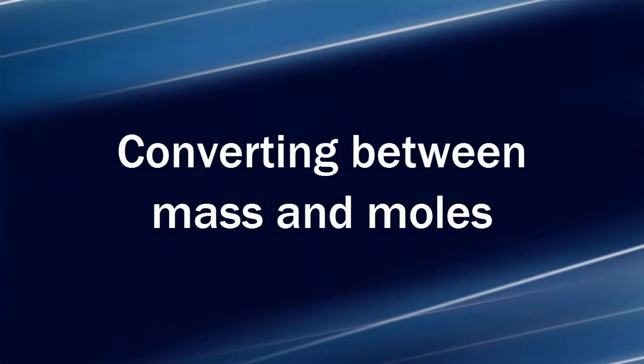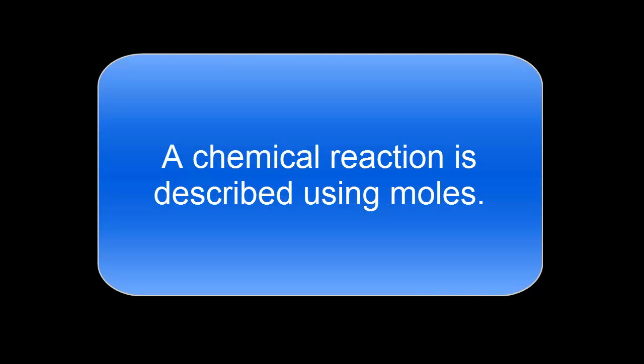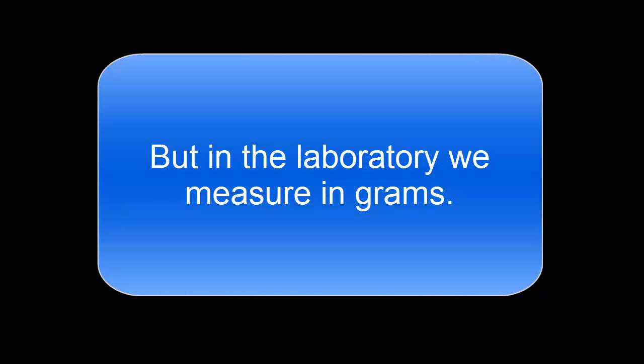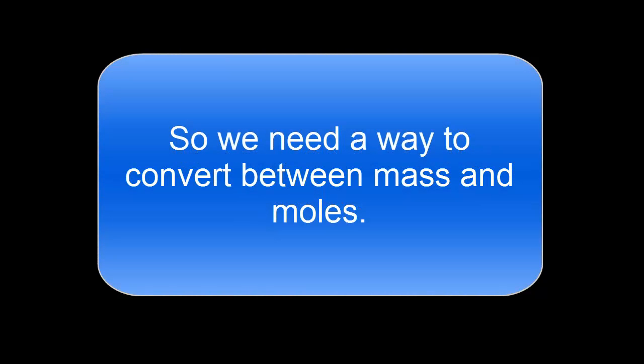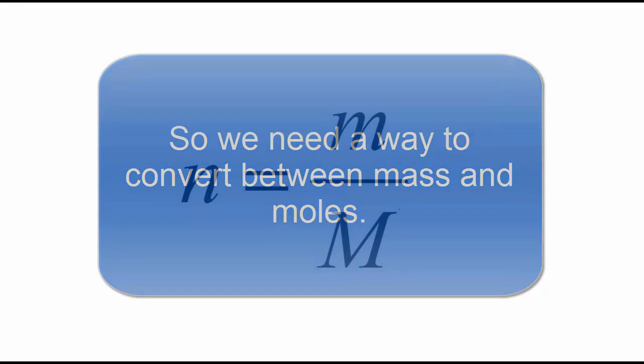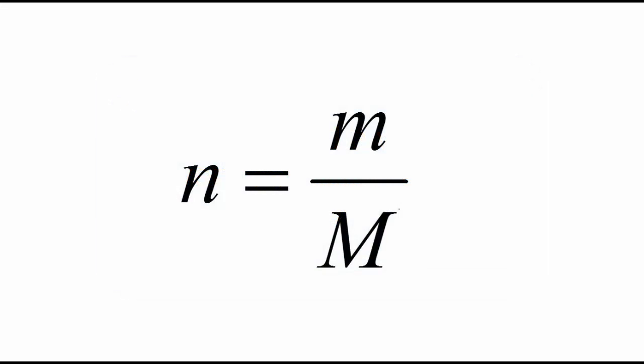The purpose of this video is to learn how to take a mass and turn it into moles of a substance or vice versa. Obviously in chemistry we deal with chemical reactions, and chemical reactions are explained in moles. But in a lab we work with grams, so it's a really important concept to be able to convert the two. The formula that we use is moles is equal to the mass that we have divided by the molar mass of the compound.